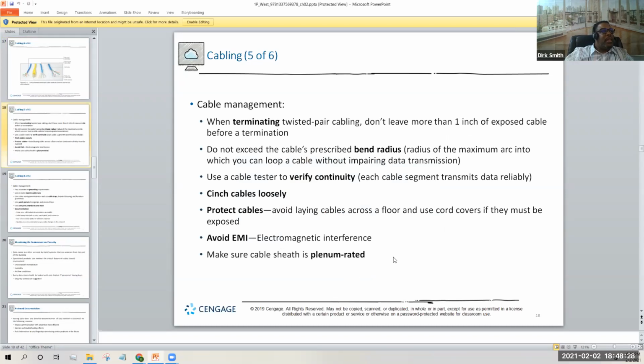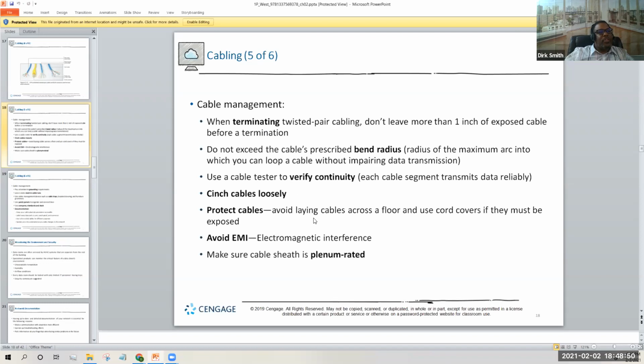Cable management. Cable management is key. Because you want your cable to be nice, you want it to be neat. If you take care of your cables, they will take care of you. If you have poor cable management, then you will have a lot of communication and networking issues and networking problems.